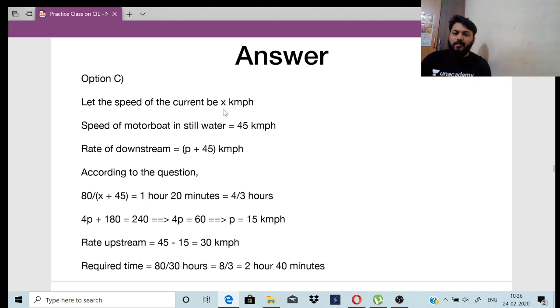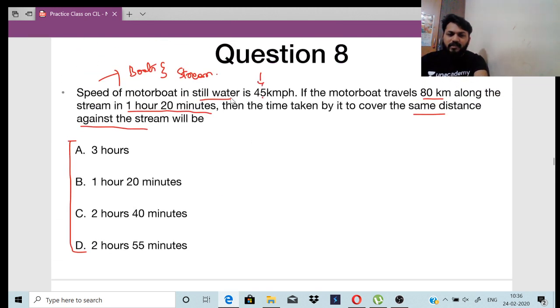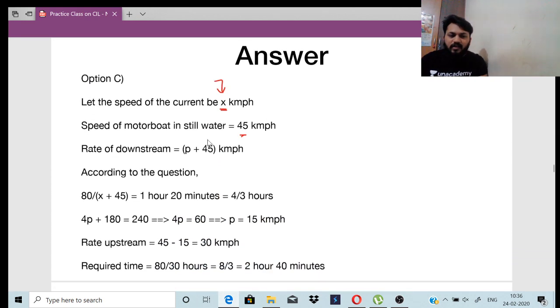Let the speed of the current be x, right? So there will be two speeds in a boat and stream. Speed of the current, speed of the still water, right? Speed of the current pata nahi hai. Let us name it as x km/h. Speed of the motorboat in still water, we know it, right? In still water it is 45. In current we don't know.